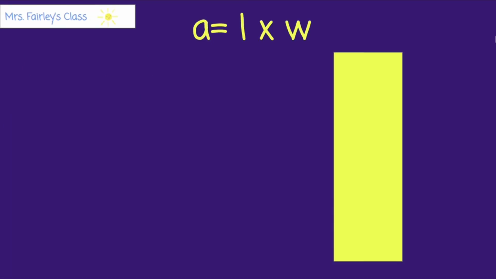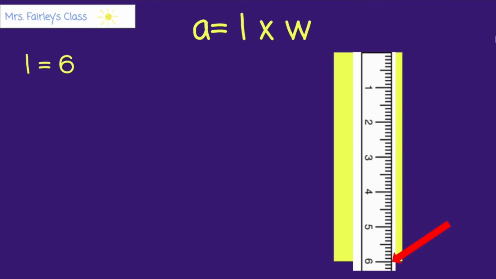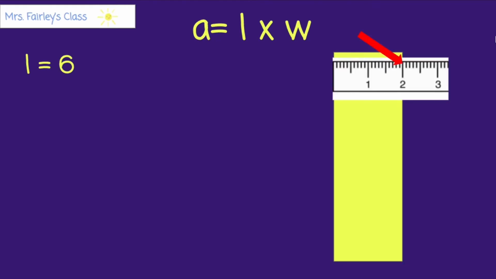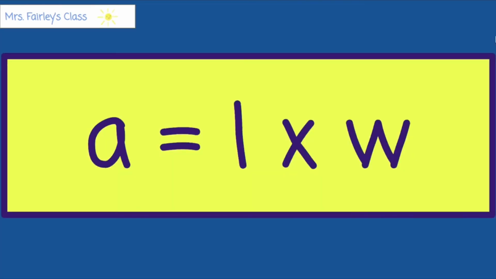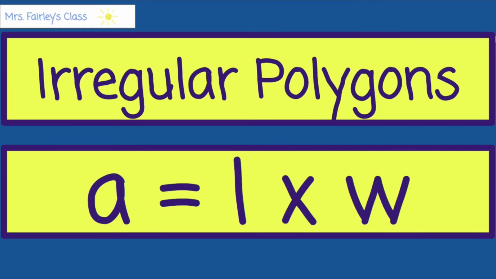Let's do another example. Let's measure the length, or the longest side, of this rectangle. So our length is 6. The width is 2. Let's plug these numbers into our formula. Area equals length times width, so 6 times 2. The area of this rectangle is 12 centimeters squared. Think of this formula, area equals length times width, when you're measuring the area of a shape that isn't on a grid. Let's look at finding the area of irregular polygons.